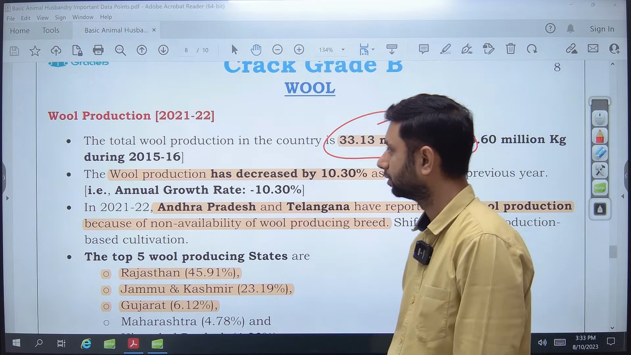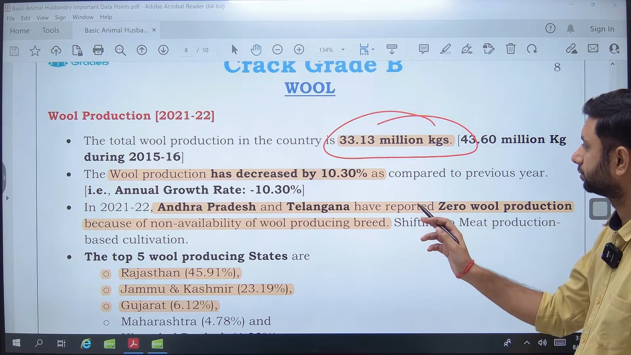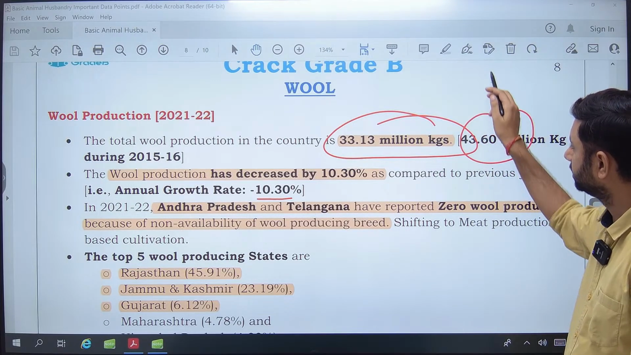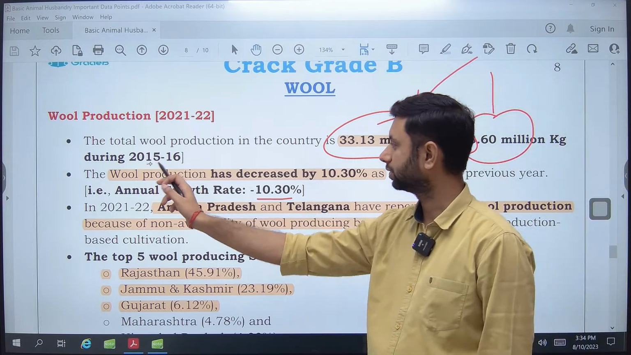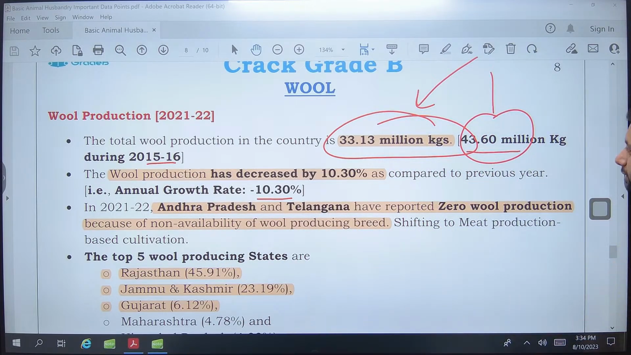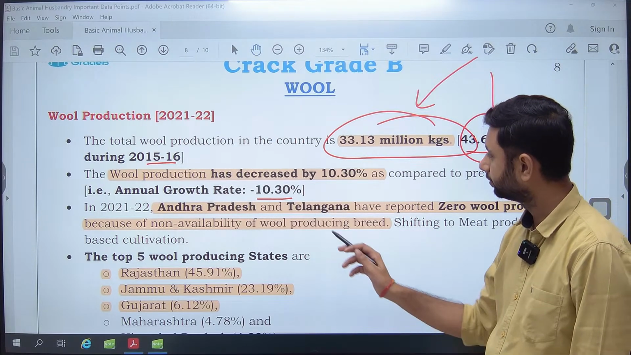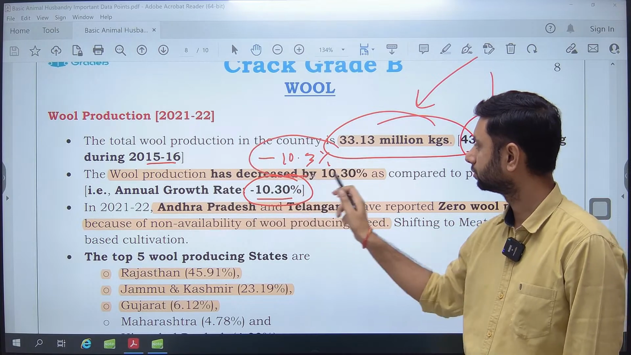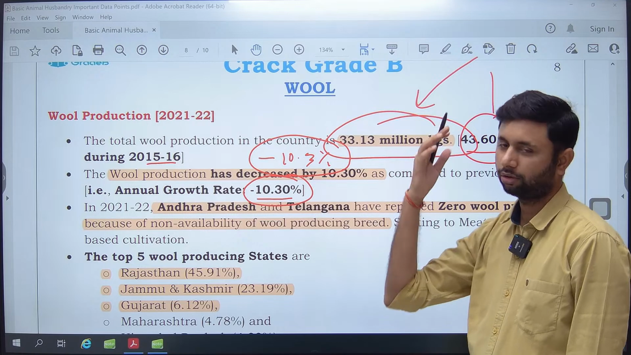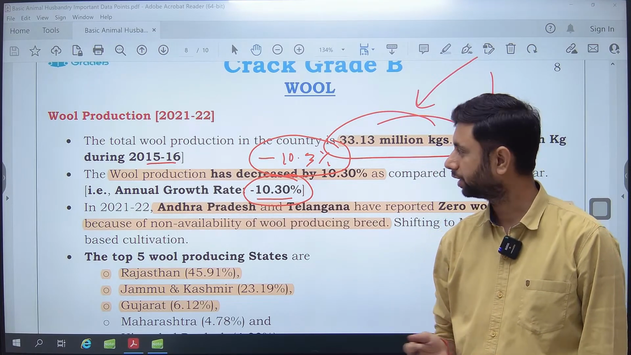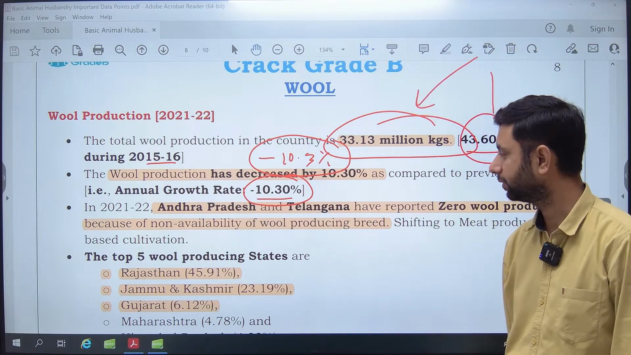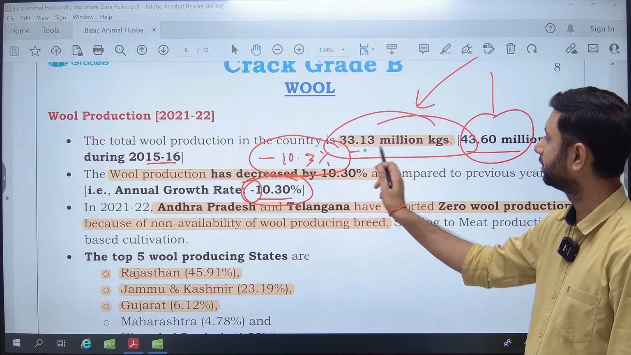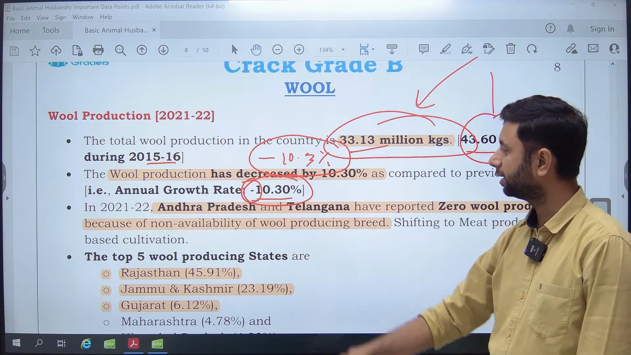33.11 million kgs. This is the wool production of this year. And as you can see from the growth rate also, that the production has actually decreased from 2015-16, where it was 43.60 million kgs. And from the last year, it reported a growth rate of minus 10.3%. Okay, so obviously in other commodities you noticed there were positive growth rate. Remembering this wool data in terms of growth rate is very easy, because you know there is a negative component associated with this growth rate. Okay, so remember this key figure, 33.13 million kgs and minus 10.30%.